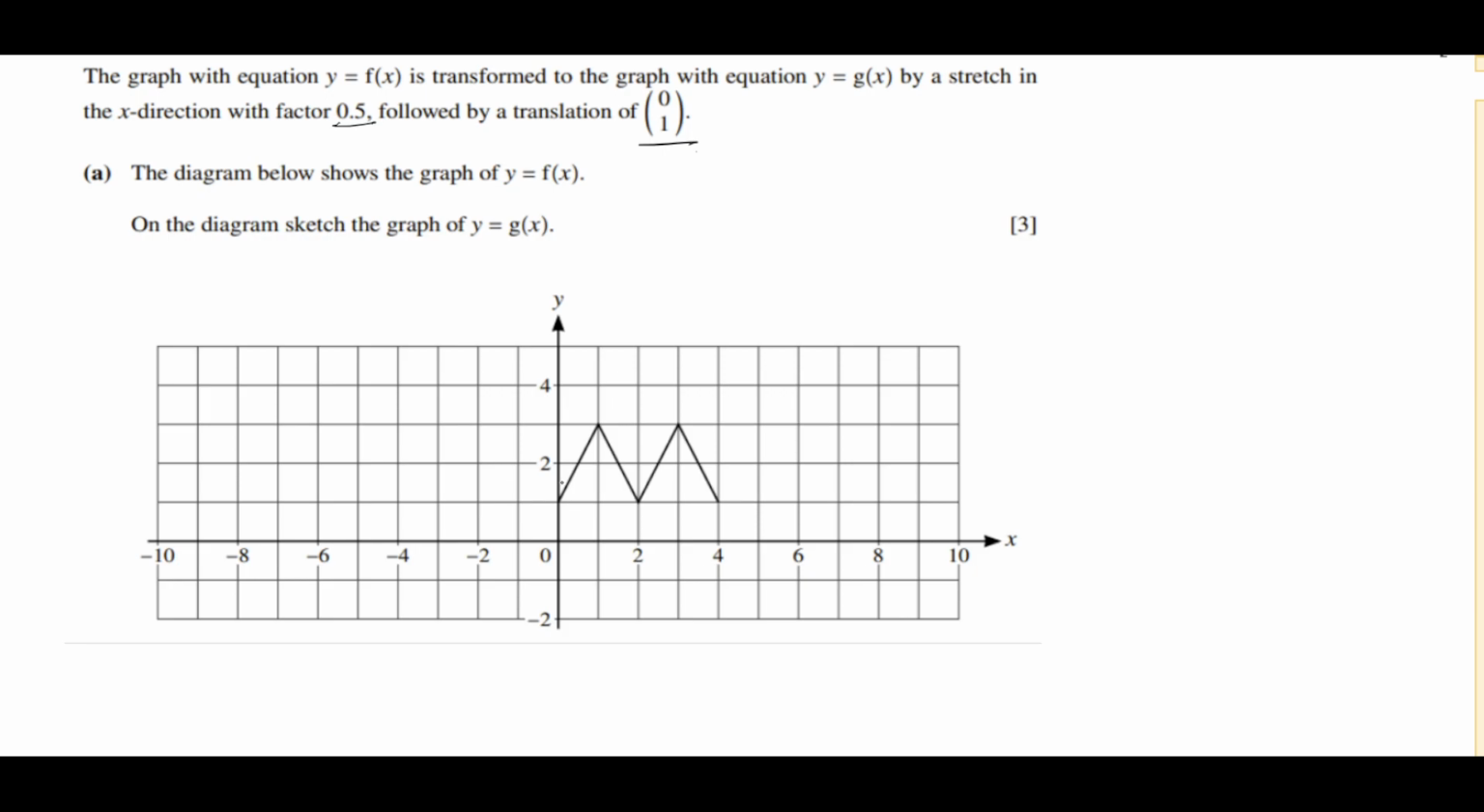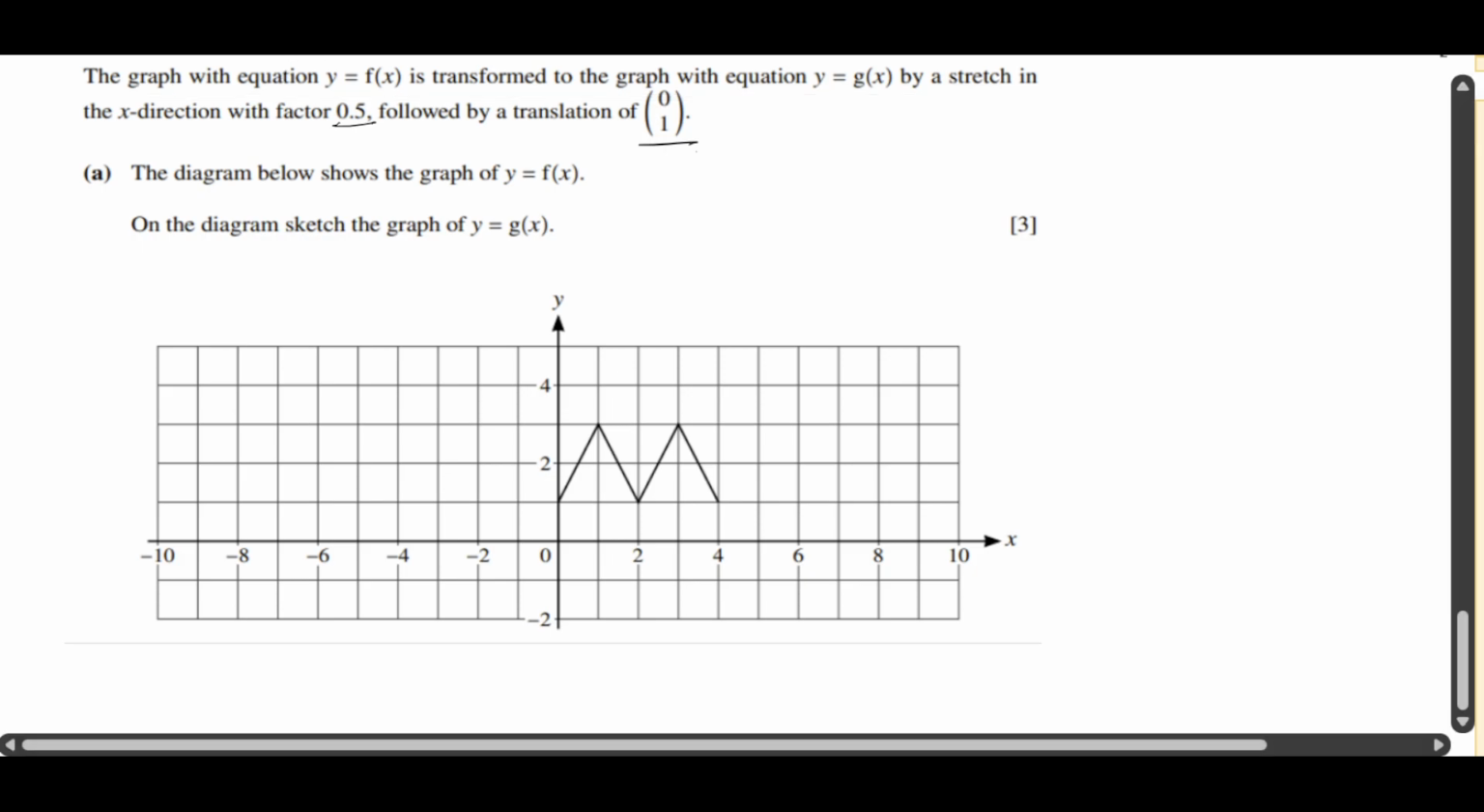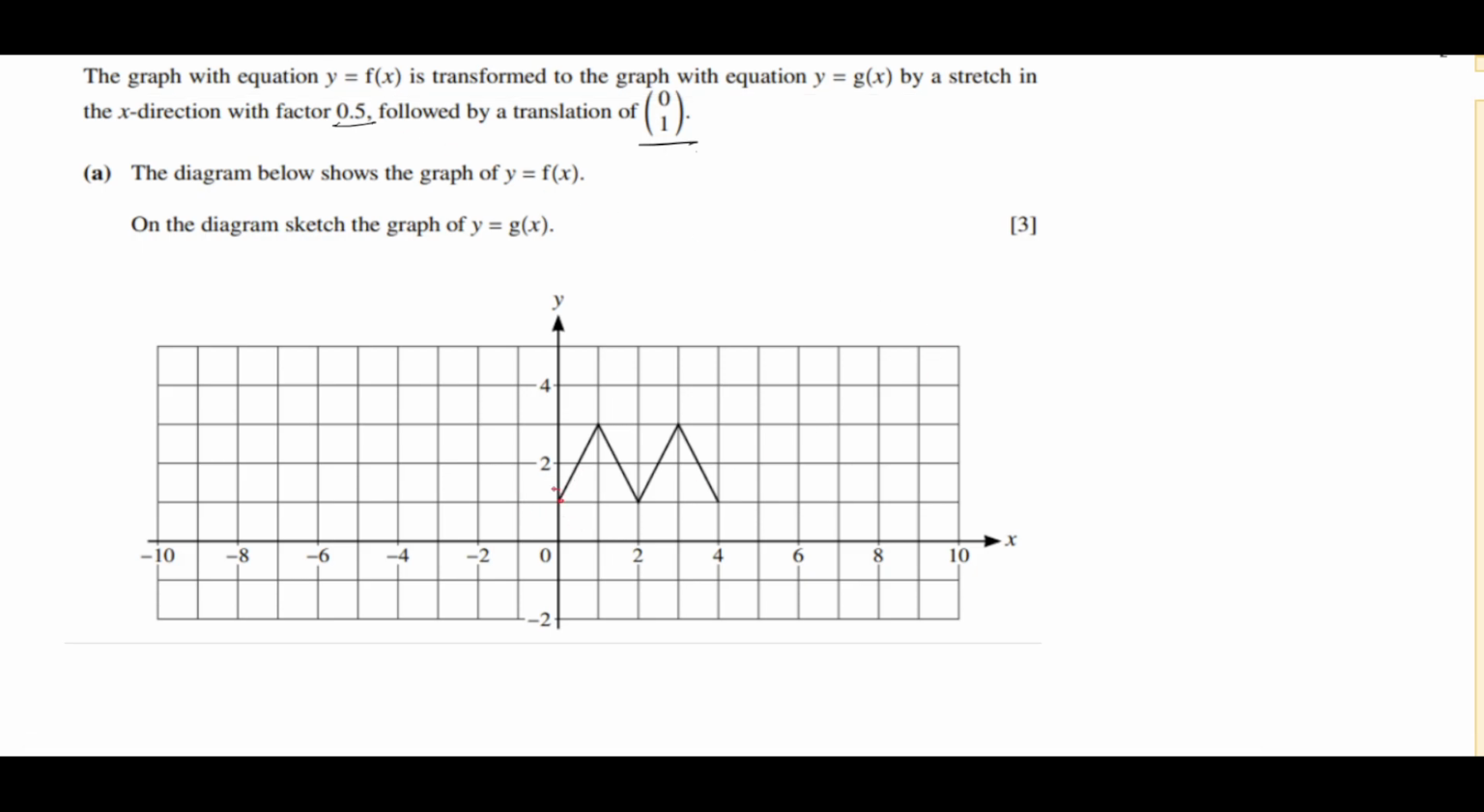A (0, 1) translation means in the y direction we are moving by 1 unit, right? So in the y direction we are moving by 1 unit. I will use some other color. So it is starting with this 2 here. So I will move by 1 unit, which means I will start from this point, right?